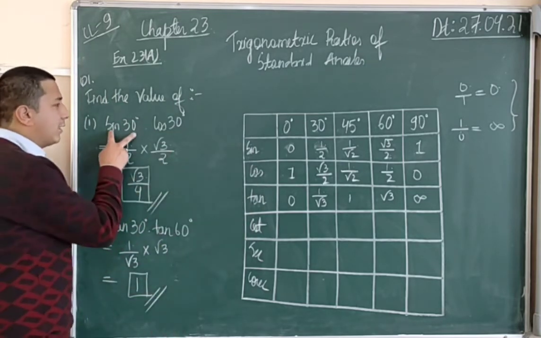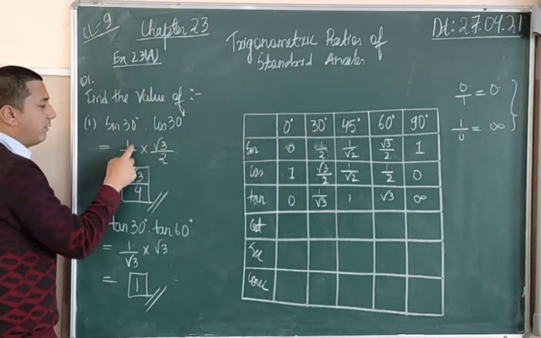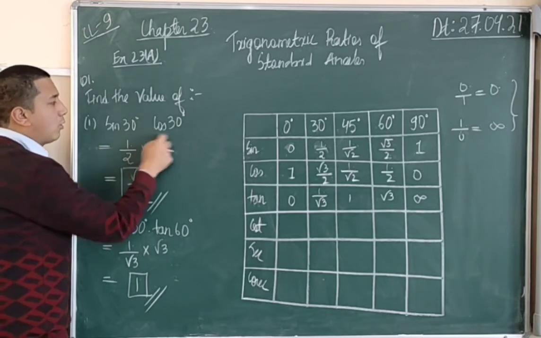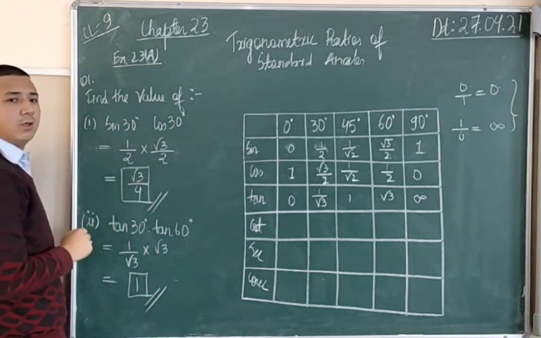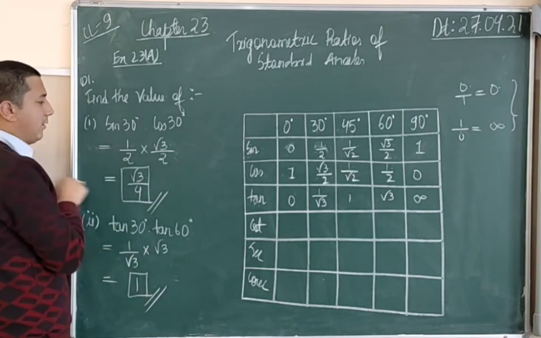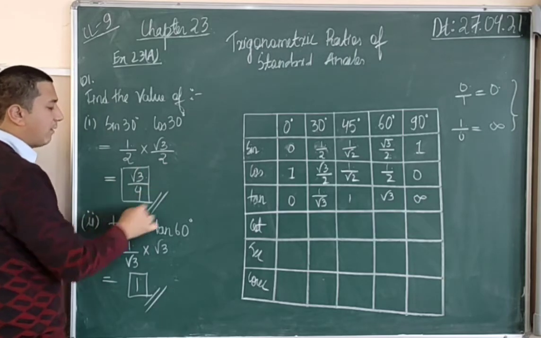What is the value for sine 30? Sine 30 degrees is 1 by 2, into cos 30 degrees, which is root 3 by 2. What do we actually do? Multiply. So 1 into root 3 is root 3, 2 into 2 is 4. So the answer is root 3 by 4.